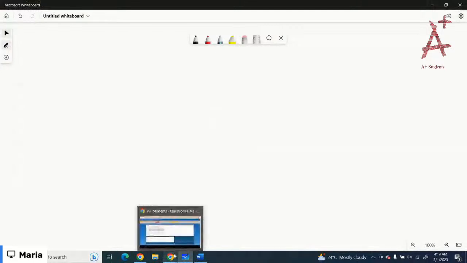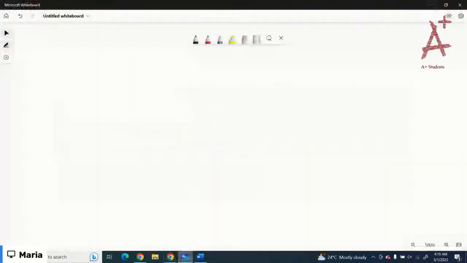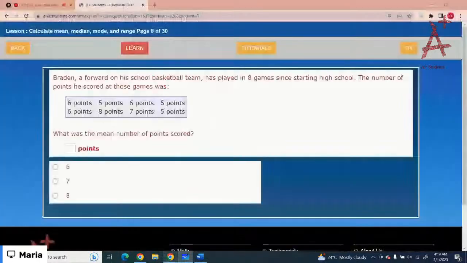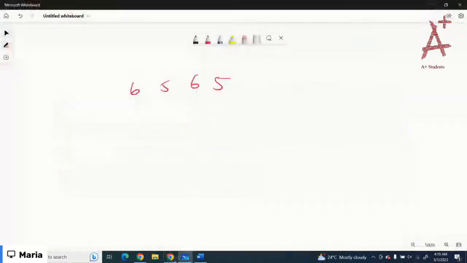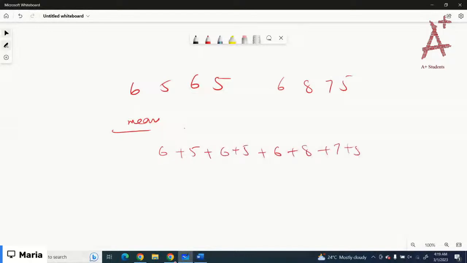The numbers are 6, 5, 6, 5, then 6, 8, 7, 5. You have to calculate the mean. For the mean, you have to add up all the numbers. Just add them: 6 plus 5 plus 6 plus 5 plus 6 plus 8 plus 7 plus 5.